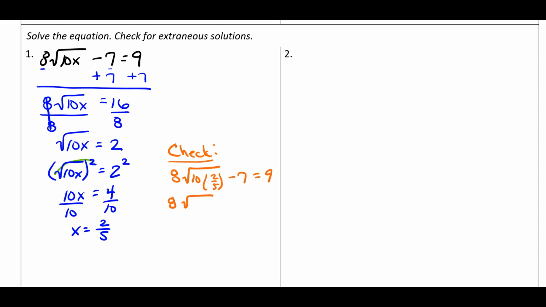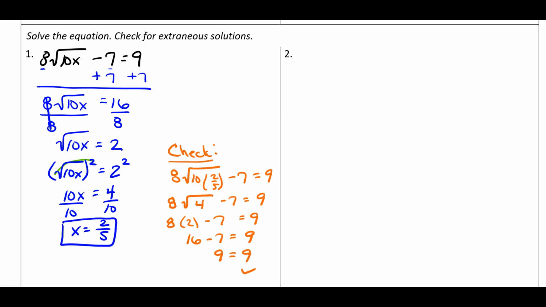So again, I'm doing this by hand. 10 times 2/5 is 4. The square root of 4 is 2. 8 times 2 is 16, and 16 minus 7 is 9. So this does actually work. So x equals 2/5 is a correct solution.